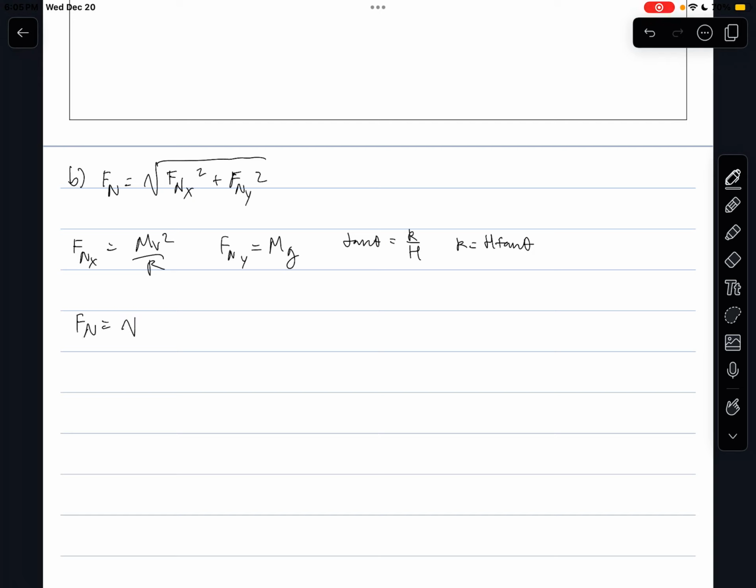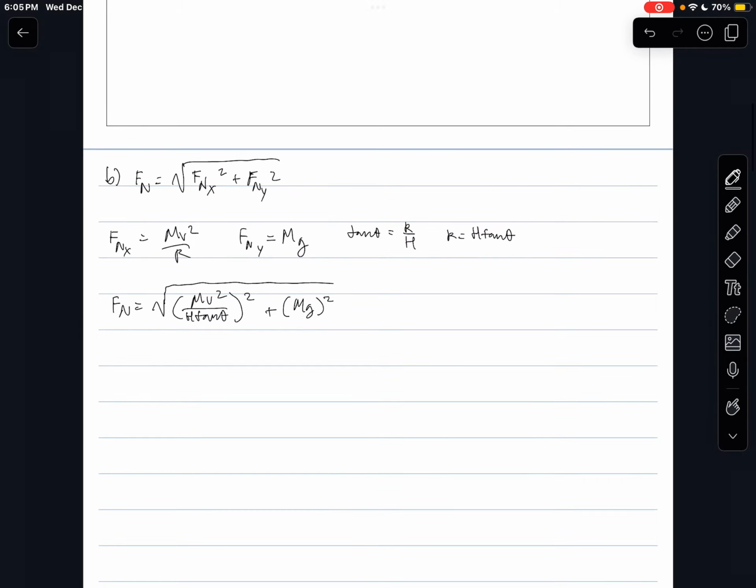Now to find Fn, I just need to plug all that in. So mv squared over r, where r is h tan of theta, all squared, plus mg squared. So all that under the radical, and that is how I derive the equation for Fn.